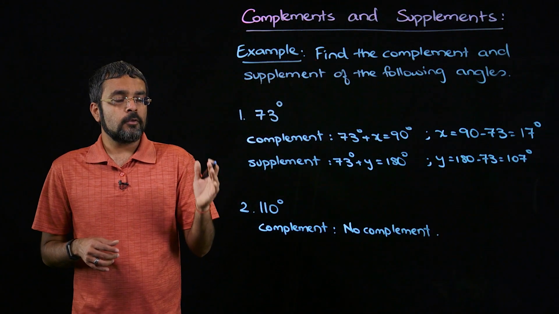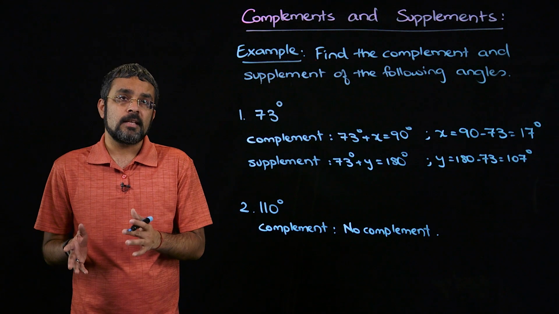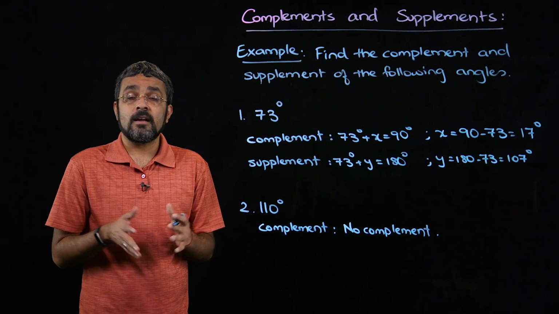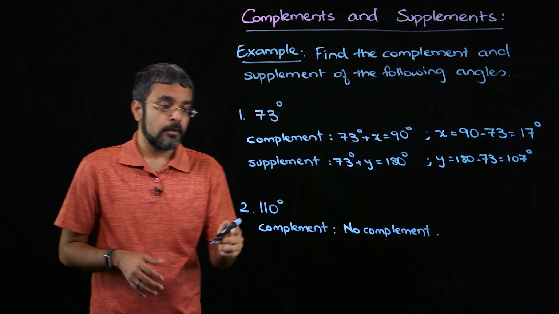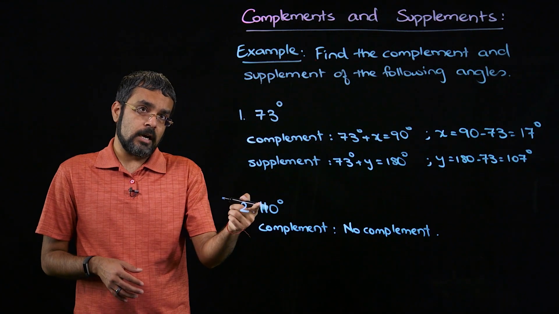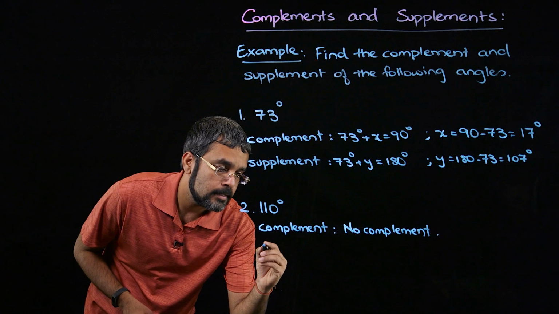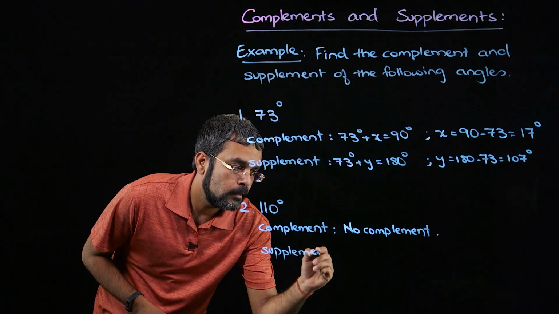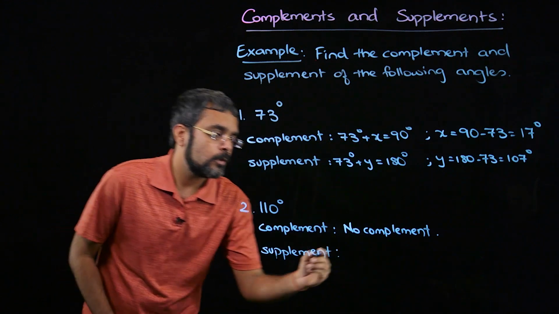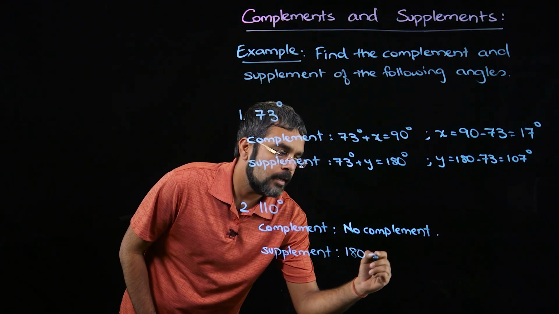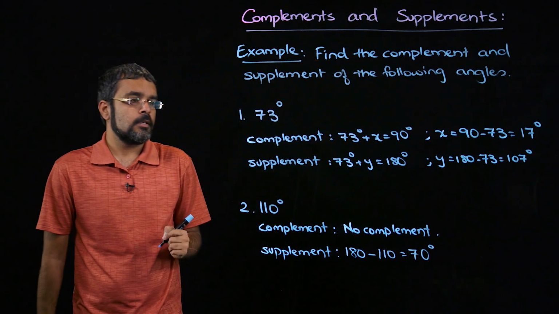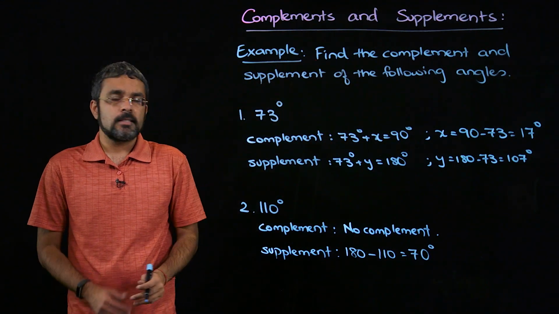So for an angle to have a complement, it has to be less than 90 degrees. If it is equal to 90 degrees or greater than 90 degrees, that angle can never have a complement. Okay? But this angle is less than 180 degrees, so we can definitely find the supplement. And so for the supplement, well, the supplement is going to be 180 minus 110, which is 70 degrees. So the supplement of this angle is 70 degrees.